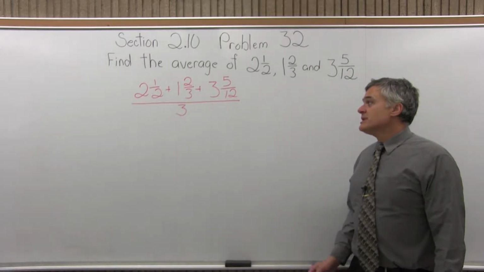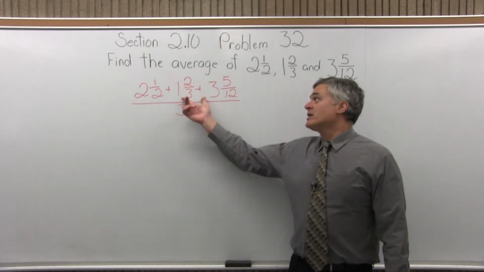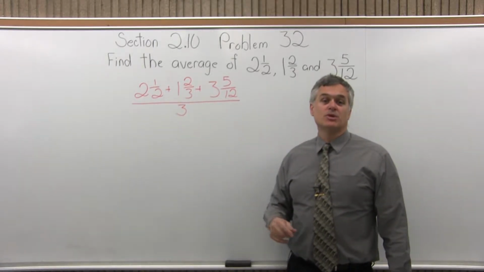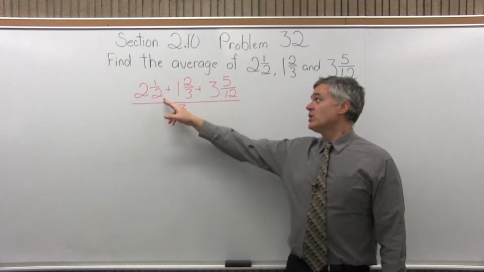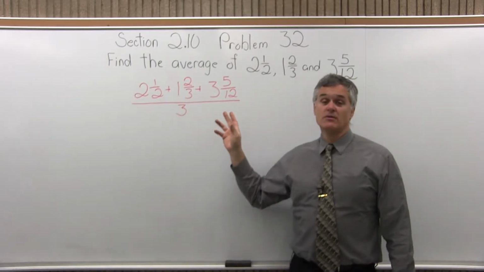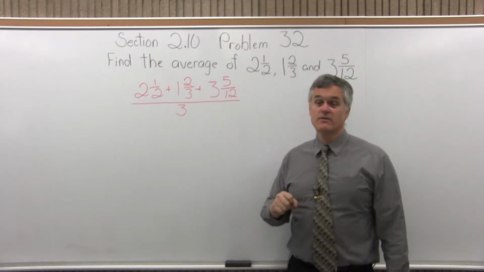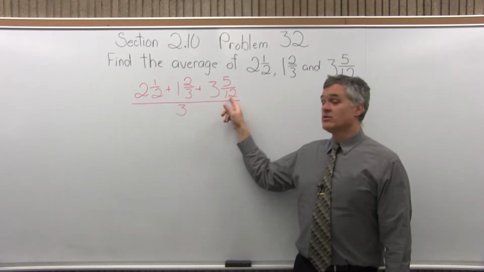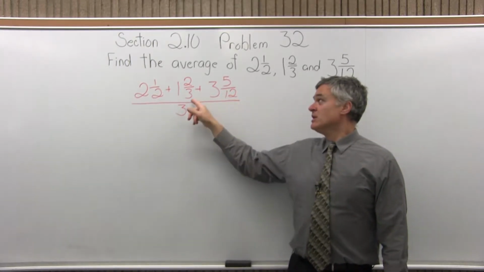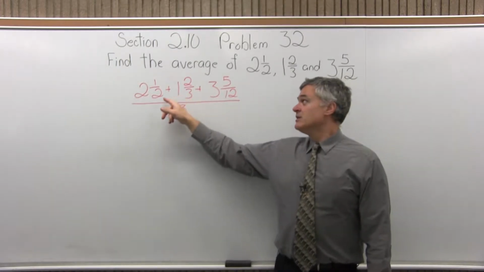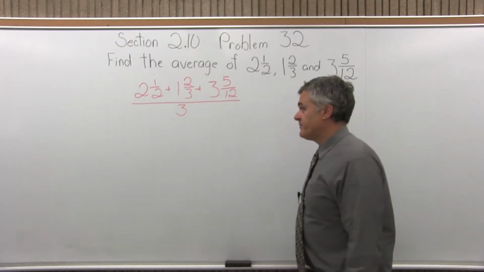The first thing I have to do in order to add the three fractions in the numerator is come up with a common denominator. So I have denominators of 2, 3, and 12. I want a number that they all divide into evenly. So 12 would work well. Of course, 12 divides into 12 evenly. 3 divides into 12 evenly. 2 divides into 12 evenly.